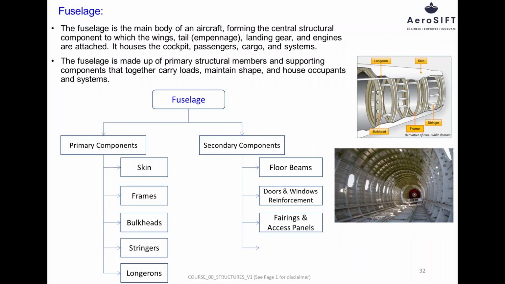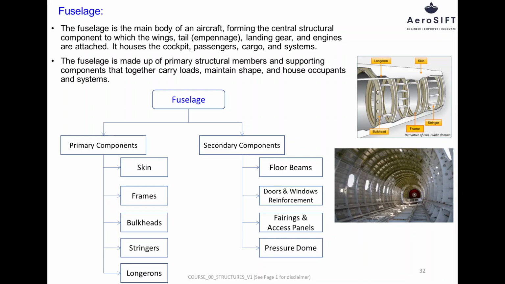Fairings and access panels are used to cover joints, systems, and structural connections while allowing maintenance access. Although they carry little or no primary load, they improve aerodynamic efficiency and protect internal components. Access panels are designed for easy removal without compromising structural integrity.